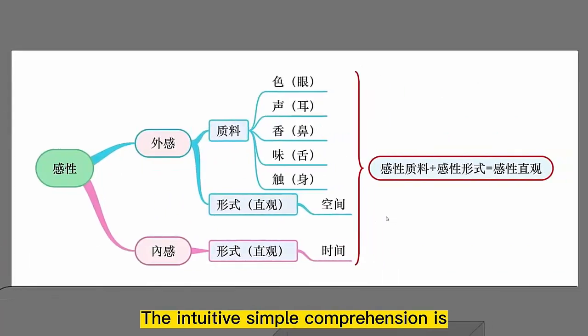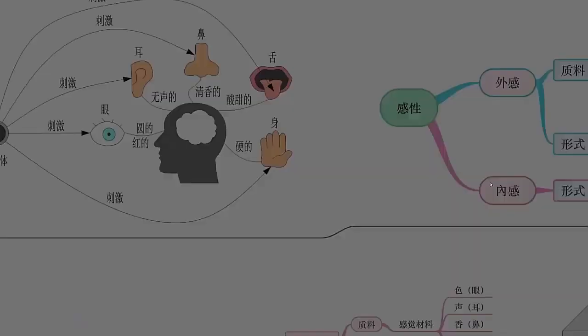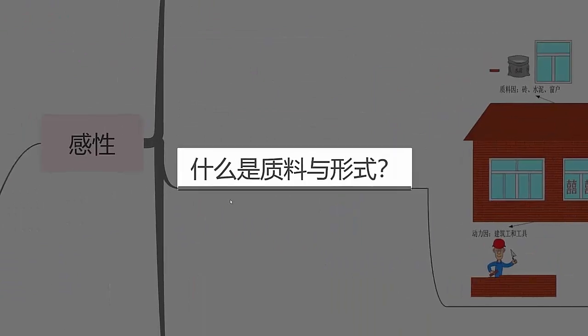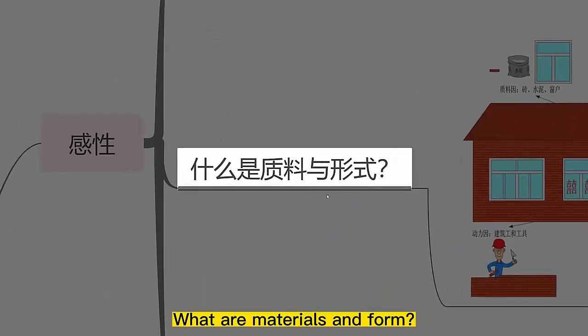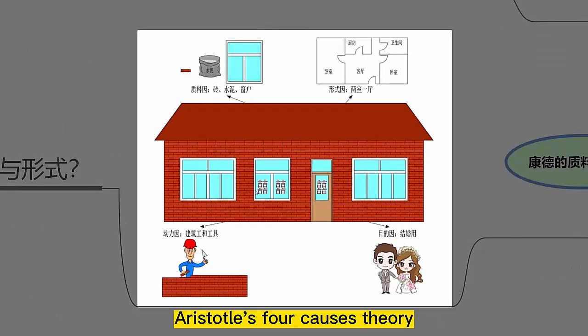Intuition is simple comprehension that is direct and does not require intermediaries. Sensible material plus sensible form equals sensible intuition. What are material and form? The material-form theory comes from Aristotle's four causes theory.